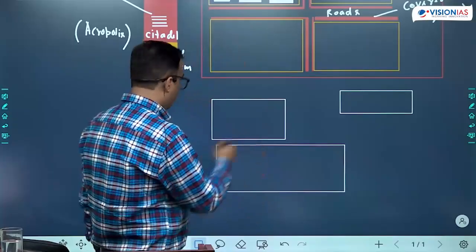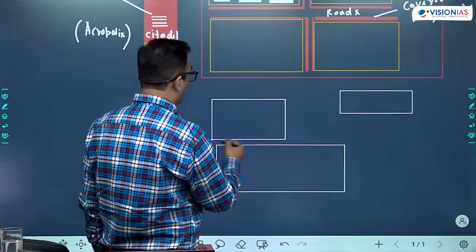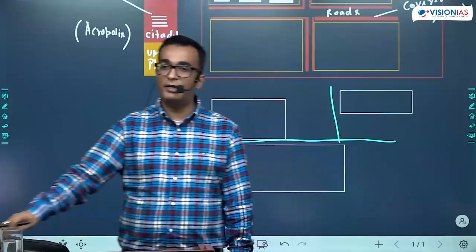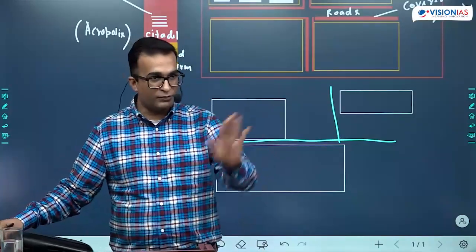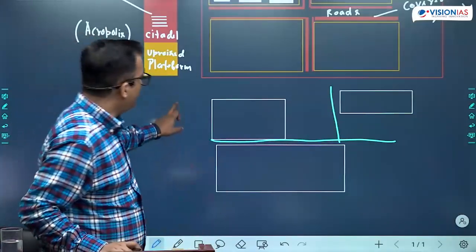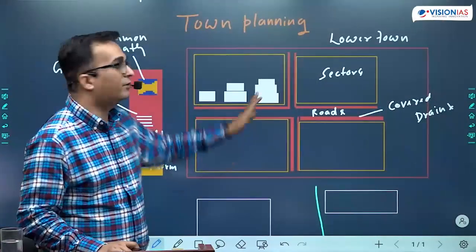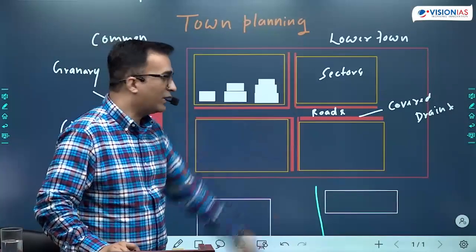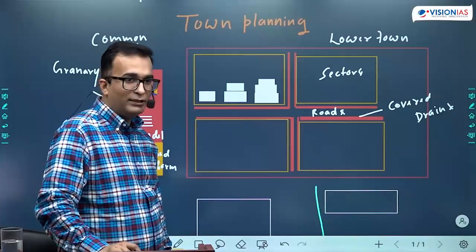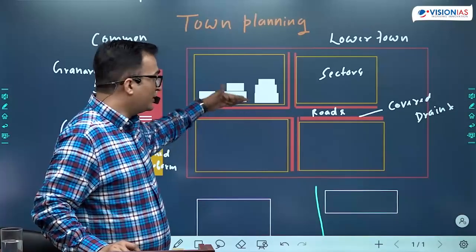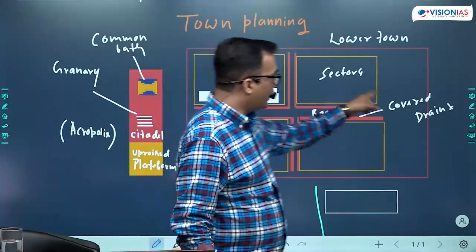Moreover, जो roads होंगे, road का pattern would be like this only, ठीक है. So roads would be cutting each other at right angle. So that's how it was there. As we can see, there was a very good network of roads in the lower town, and roads were cutting each other at right angle, that is 90 degree. Then, moreover, on both the sides of the road covered drains were created.